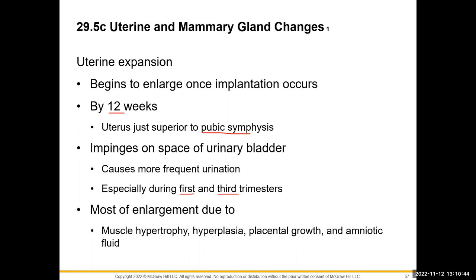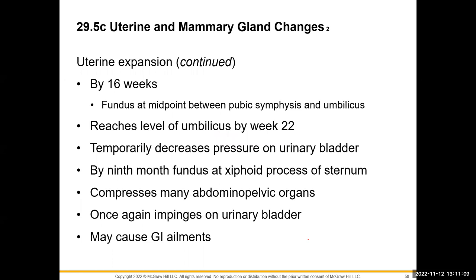So what causes the uterine expansion to occur? Well, obviously we're going to see hyperplasia of smooth muscle cells in the myometrium, and in addition to the hyperplasia, the hypertrophy of those same cells. Right? And as the fetus is growing, the placenta has to accommodate that. So the placenta will grow and we'll start to see an increase in amniotic fluid. So all of that the uterus has to accommodate for.